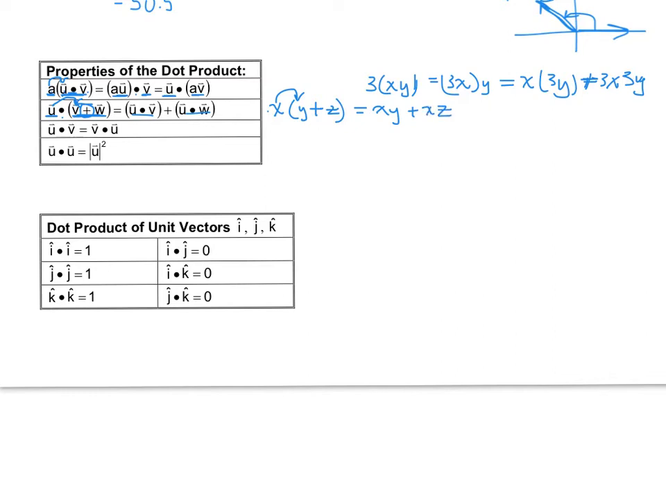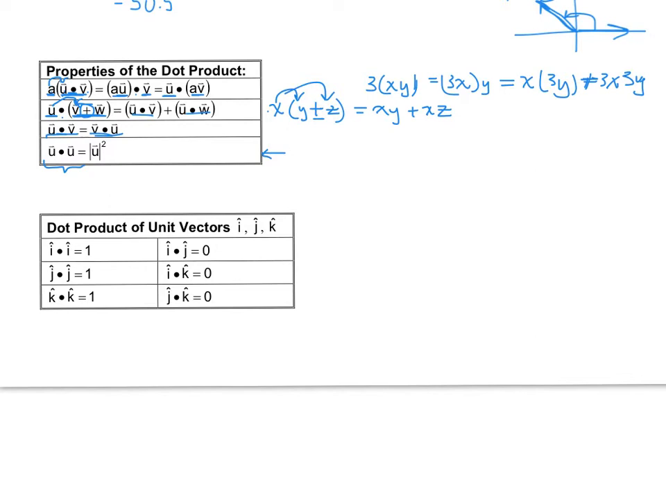Okay, so just make sure you understand the difference, because you have the plus versus just multiplying in the previous example. The order you dot things in doesn't matter. It's commutative. You could go either way with that. The last one is an interesting example here. If you dot a vector with itself, you're just going to get the magnitude of that vector squared.